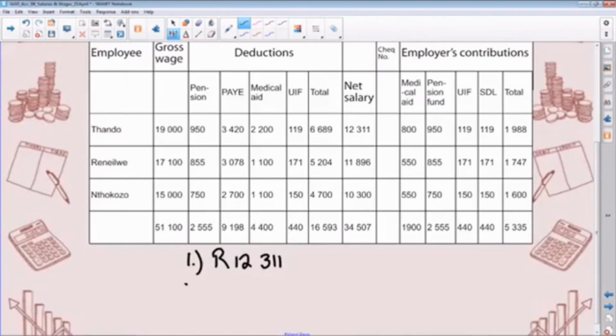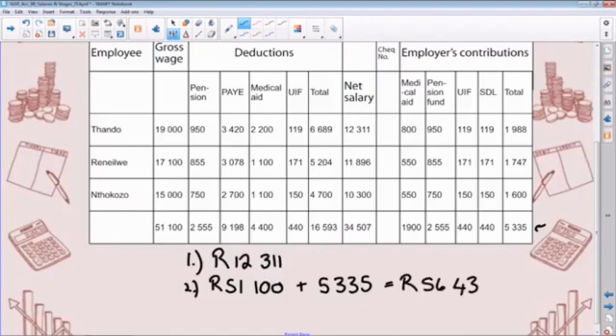Now, number two, I asked, what is the full expense to employ all the salary earners? Now, the full expense will be your gross salary, which would be 51,100. But now we need to remember that all the contributions, your total contributions, and this is the amount here, the 5,335, that will also be forming part of the expense for the company to employ these three salary earners and then your total will be 56,435. And I know, guys, that you got both right, but now, very, very important work.